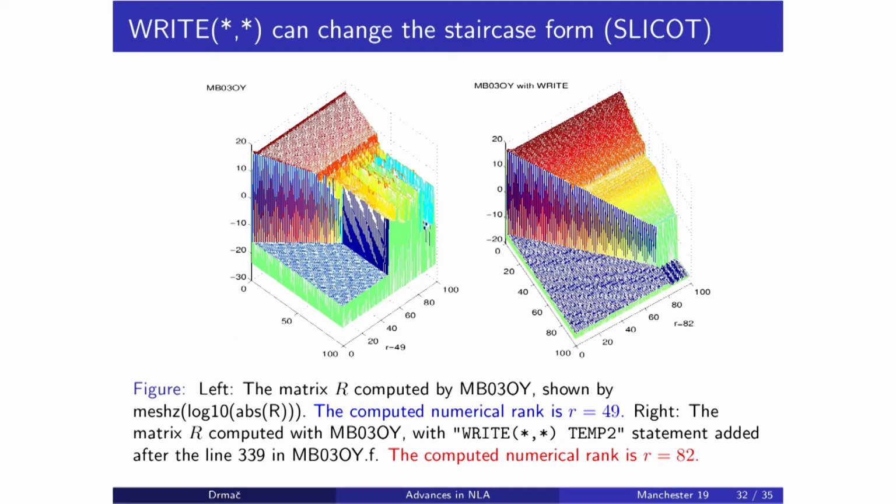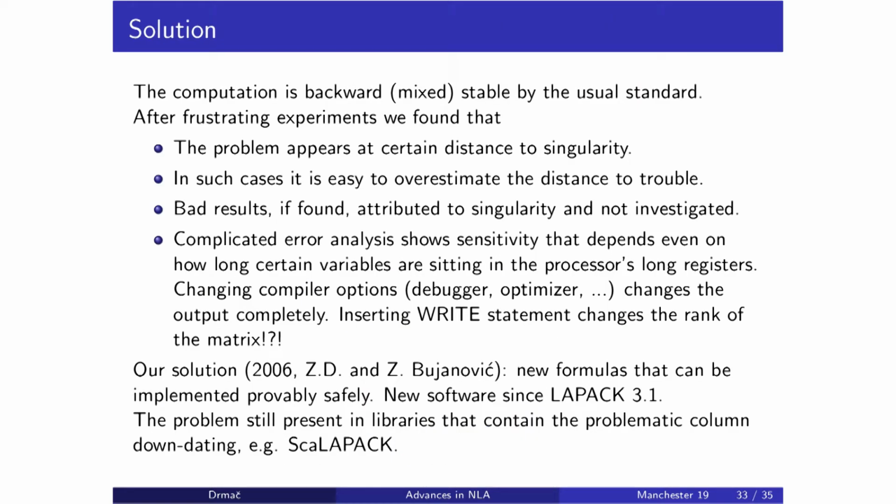So this is one example from the Zlatko library. The rank is 49. You insert the write statement, it's 82. And you compute staircase of dynamical systems. Everything just gets wrong. So we managed to somehow find how to fix it and so on. There's a proof that now it's probably safe. And then every other package that relied on LAPACK would automatically get the fix. But some other packages just copy-pasted that problematic part of the code. So they still have this problem.